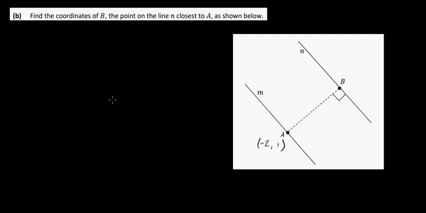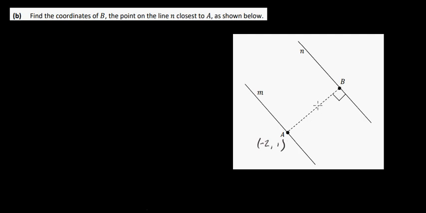The way we want to do this is, if we can find the equation of the line AB, we can use simultaneous equations to find the point of intersection of the line AB and the line N, and that will give us B. So we've got to find the equation of this line AB. How do you find the equation of a straight line? Well, you need the slope of it, and you need a point on the line. We have a point on the line AB. We have A. Do we have the slope?